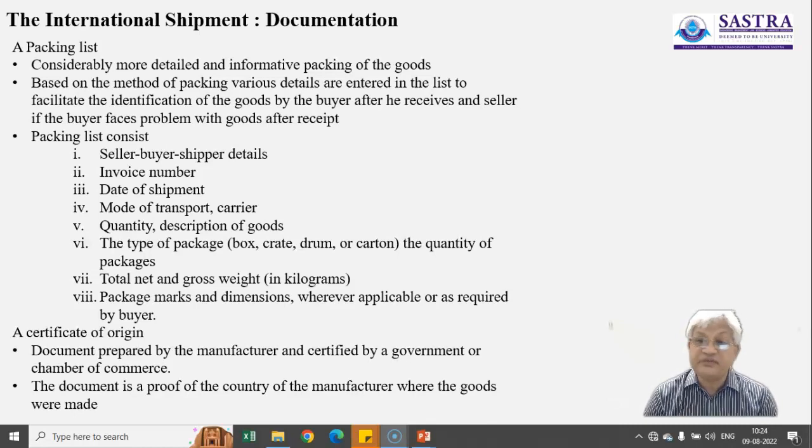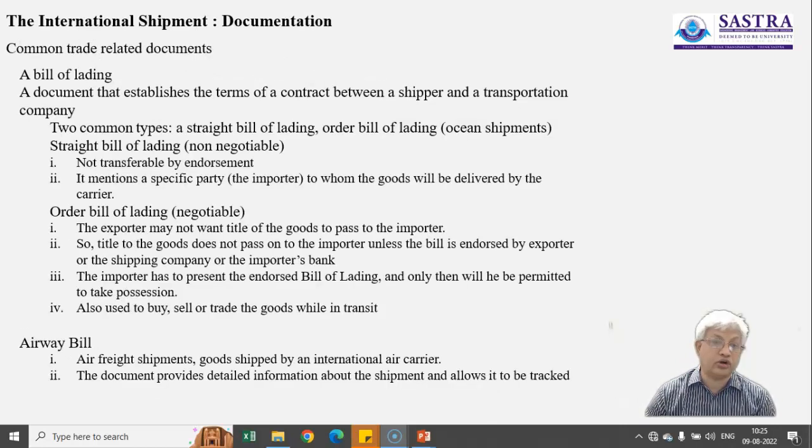So this certificate of origin is a document of proof that is certified by a government or a chamber of commerce. This document is essential because the customs in the buyer's country need evidence that the goods imported by the importer belong to a country where certain duties are applicable. The document is a proof of the country of manufacture where the goods are made. So that is about the packing list and the certificate of origin.